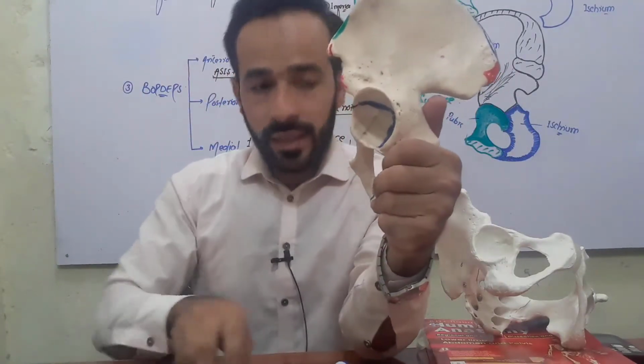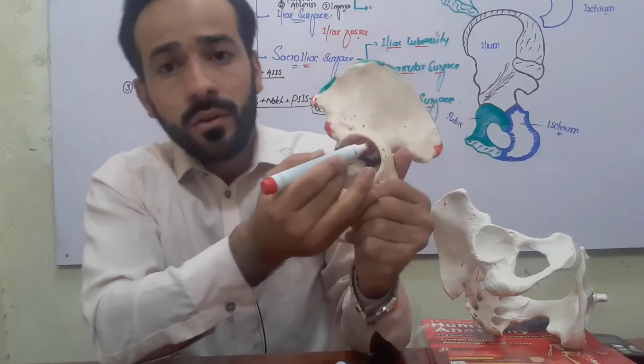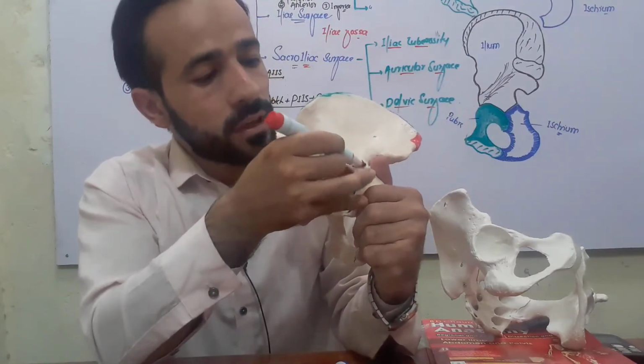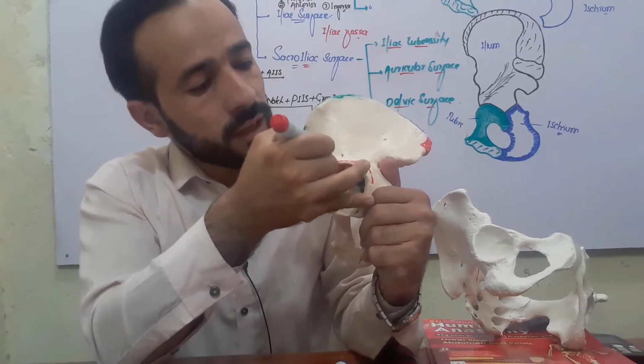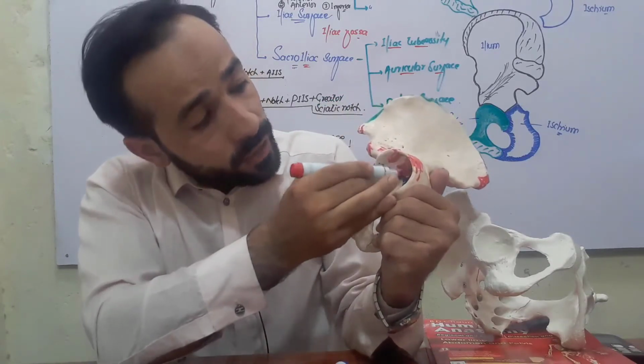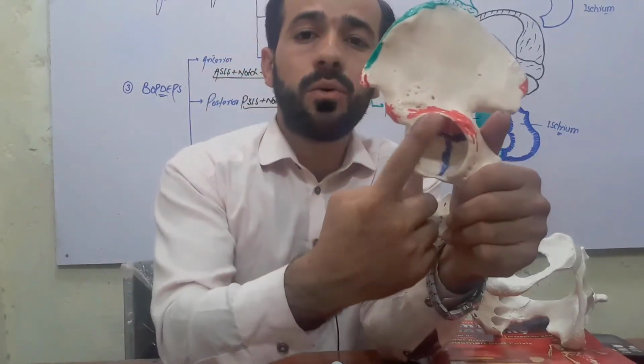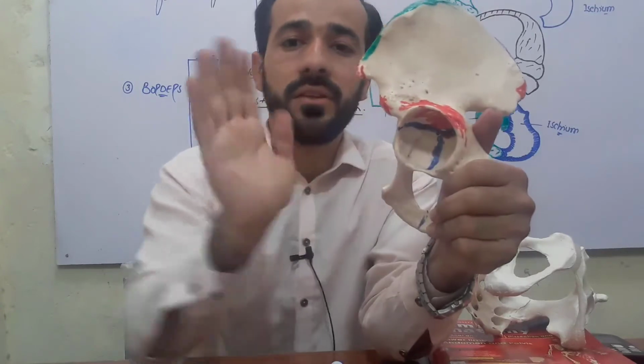And this lower end of your ilium will be this one, right? Which makes the acetabular fossa along with what? Along with the ilium and along with the pubis and ischium. So this is the lower end. This is the upper end, this is the lower end.